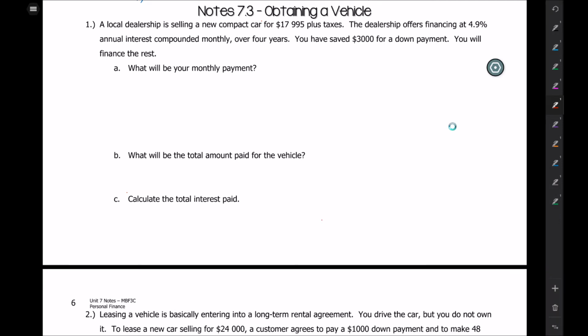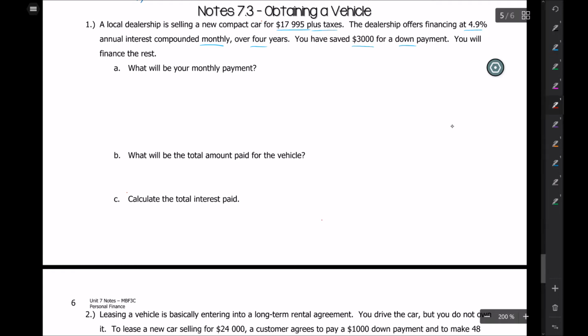So if you take a look at question number 1, it says a local dealership is selling a new compact car for $17,995 plus taxes. So we have to take the taxes into consideration. The dealership offers financing at 4.9% annual interest compounded monthly over 4 years. You've saved $3,000 for down payment and you're going to finance the rest. So the first thing we want to do is find the monthly payment.